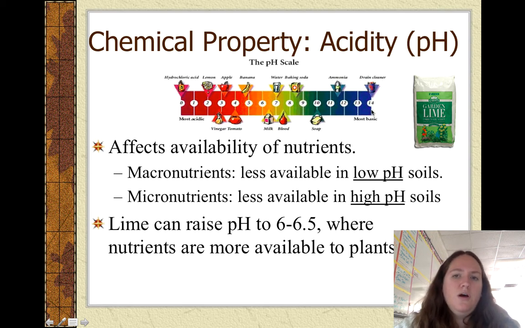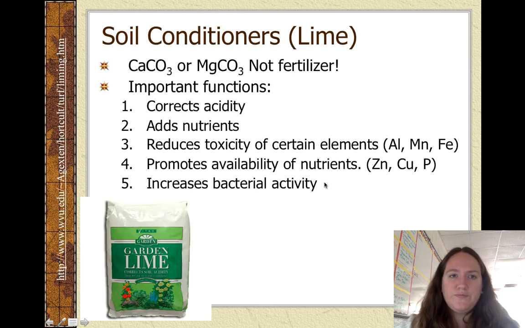And we can actually do some things to change the pH of the soil if it's too acidic or too basic. So lime is something that's called a conditioner. It's added to the pH. And it can raise your pH from 4 to 5 to about 6 to 6.5, where those nutrients are more available to those plants. So if the macronutrients are less available in low pHs, you want to increase that pH so that micronutrients can be available.